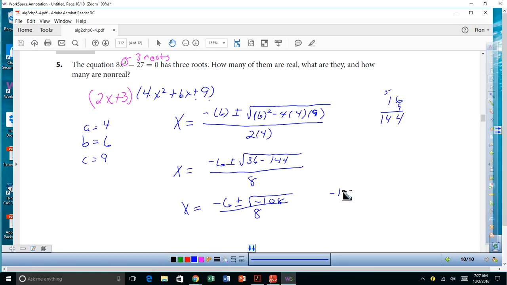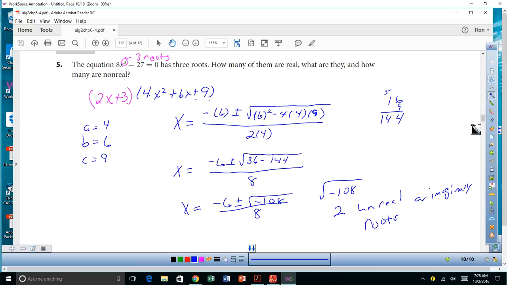The negative 108 in here will give us 2 unreal roots. 2 unreal roots, or imaginary. It gives us 2 imaginary roots. All right.